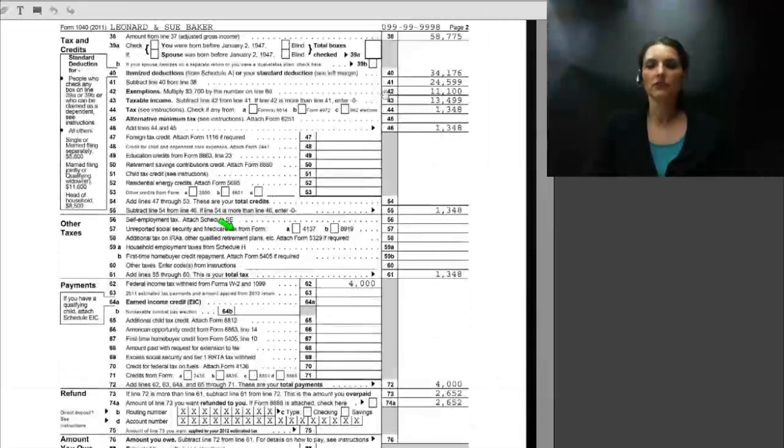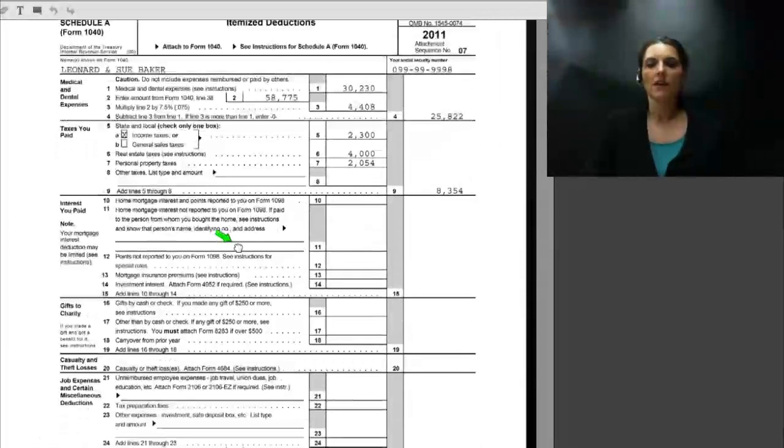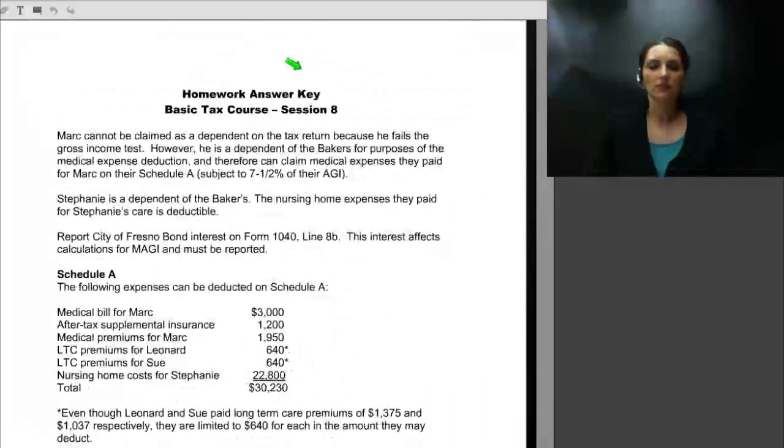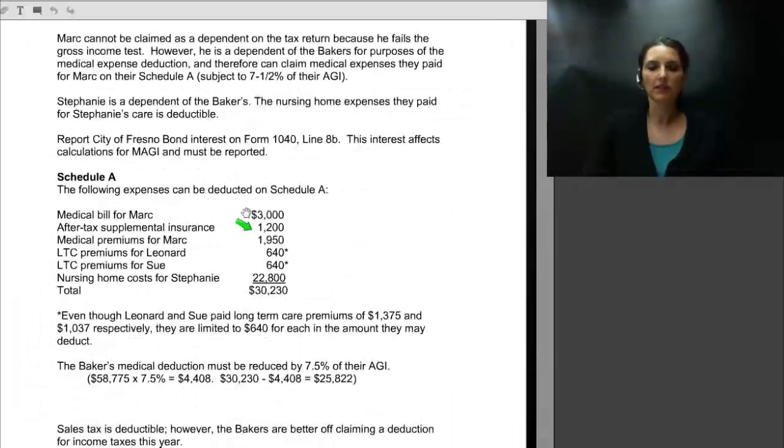And moving over to page 2 of the return, we have itemized deductions of $34,176. So let's see the Schedule A so we can see how that was computed. On line 1 of Schedule A, we enter the total medical expenses. And I've already showed you where that number came from, but let's take a look at it again. Right here you will see we have $3,000 in medical expense paid for Mark. We have after-tax supplemental medical insurance. We have the medical premiums paid for Mark. We have the long-term care contract premiums paid for Leonard and Sue after applying the limit, and the nursing home costs for Stephanie. That's $30,230.